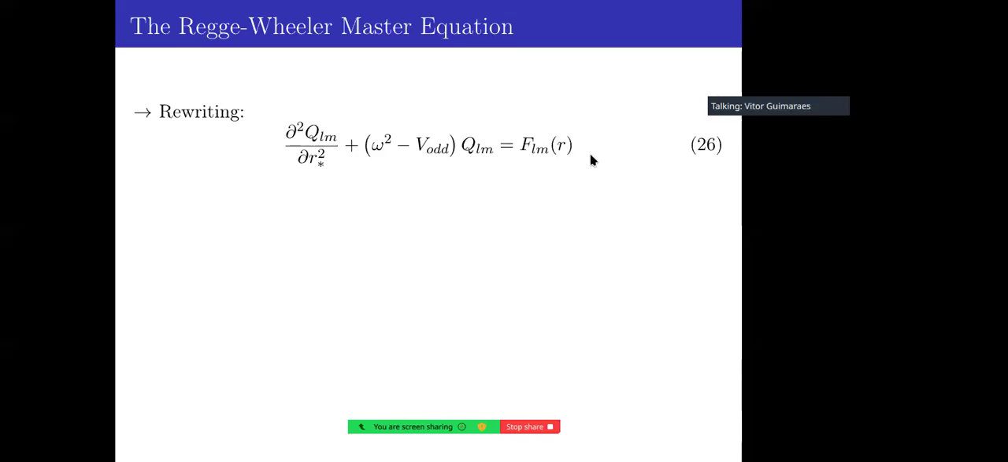Does anyone recognize this equation? You can put it in the chat if you want. I want to see if you guys recognize this equation here in this format at least. If anyone recognizes this equation, please comment on the chat. And well, I think you guys are very shy because you do recognize this, right?